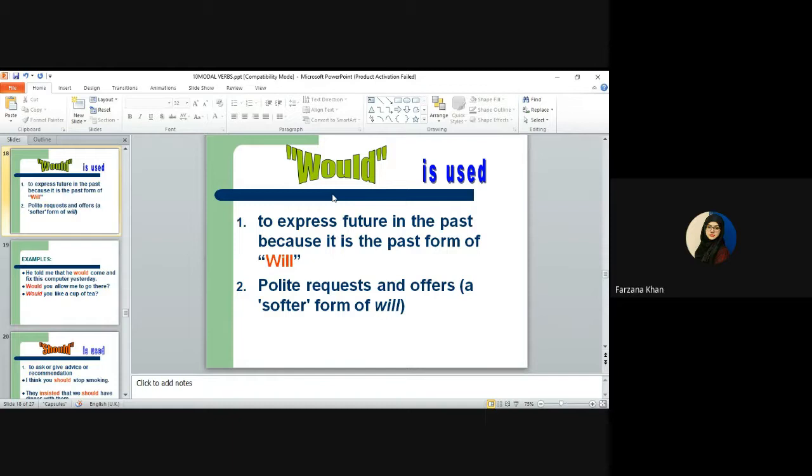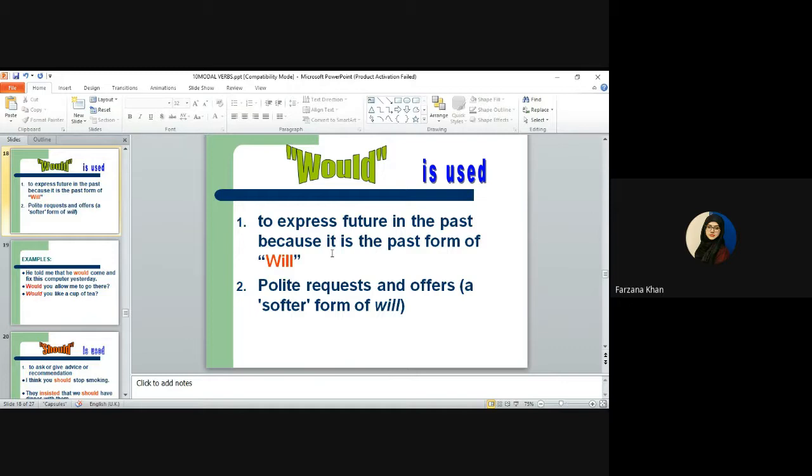For instance, when you are in a present situation and you are talking about the future, then simply you will use will. But what about the past? When you are talking about the past future, you are making a past tense sentence and you are talking about the future, then what would you use? You will definitely use would. This is the past form of will.